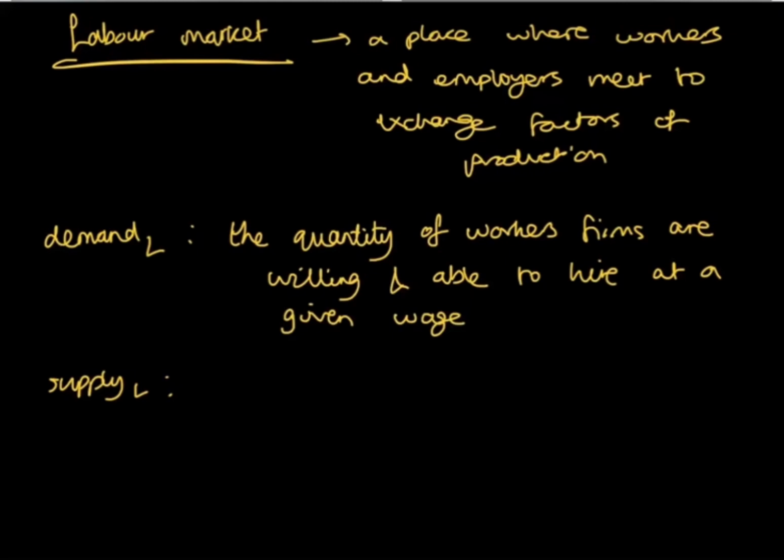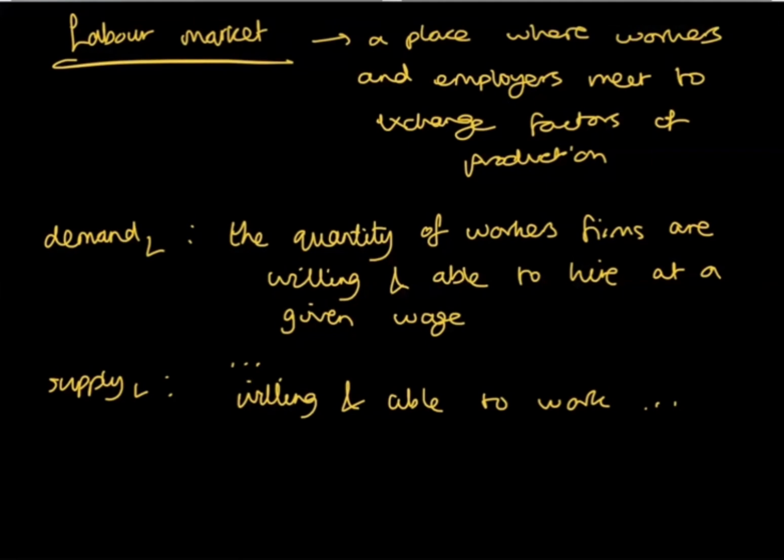And then supply is the quantity of workers who are willing and able to work at a given wage. So demand is the number of workers that firms are willing and able to hire at a given wage, and supply is the number of workers who are willing and able to work at a given wage.